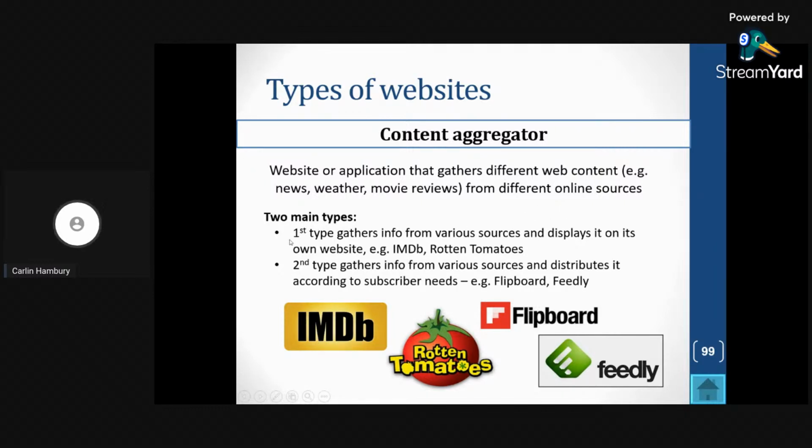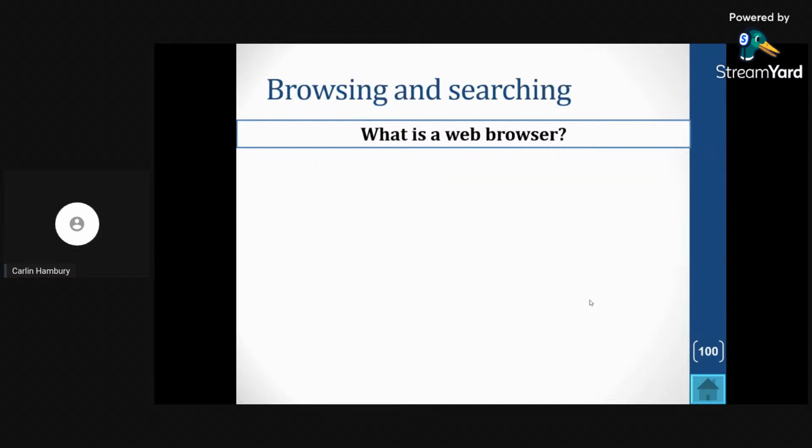So you've got two main types. The first one gathers info from various sources and displays it on its own website. Like if you go to Rotten Tomatoes, it'll have reviews from different sites under a particular movie. The second type gathers the information from a variety of sources and distributes it according to the subscriber's needs. So if you went to Flipboard or Feedly, you would subscribe and indicate what information you want sent to you.